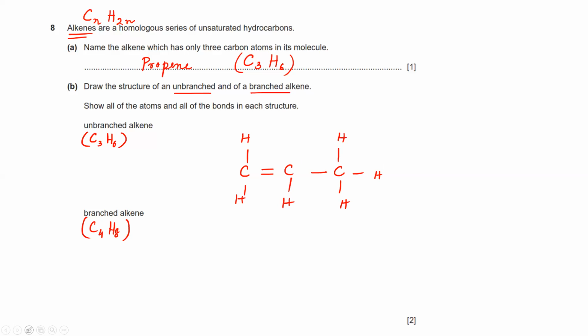So if I have to draw it, I'll draw it with a blue one. C double bond C with H H, something like this. Then CH3, CH3, and then CH3. So this is a branched version, C4H8. Okay, so this is how a branched alkene will look.